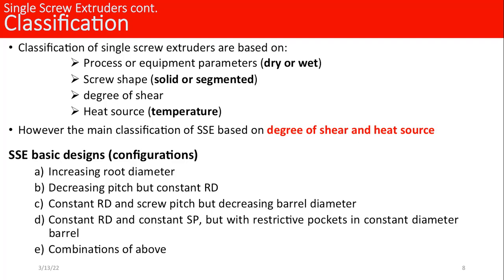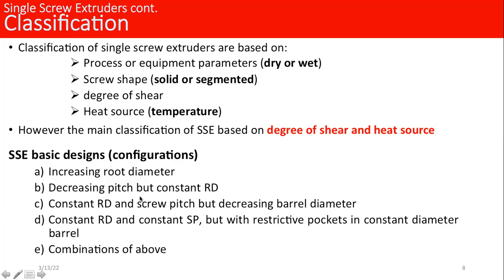Decreasing pitch, but constant root diameter. What is a pitch? You know. From left to right, pitch has been decreased, but root diameter remains constant. Then the third one, constant root diameter and screw pitch.